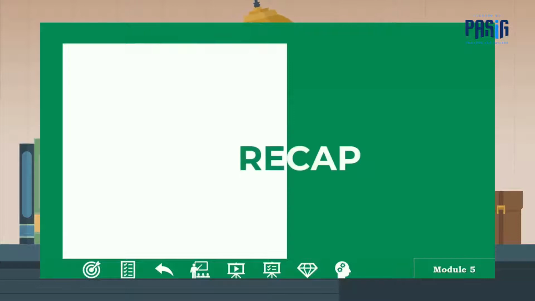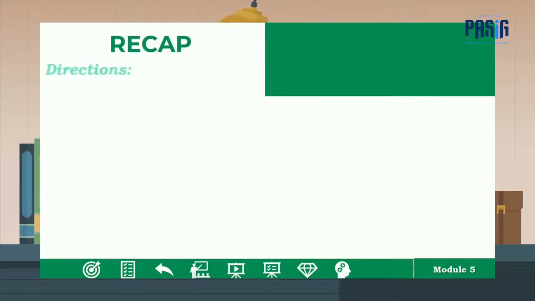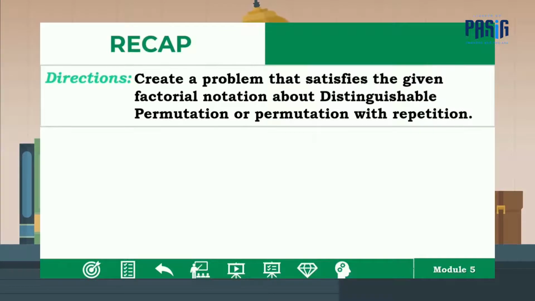And now, for the recap. Direction. Create a problem that satisfies the given factorial notation about distinguishable permutation or permutation with repetition. Number 1. 8 factorial divided by 3 factorial times 2 factorial. Number 2. 9 factorial divided by 4 factorial times 2 factorial. Write your answer in your notebook and we will check it later.